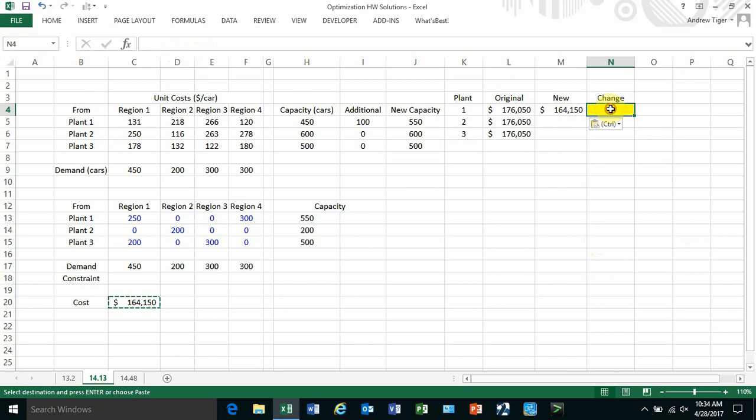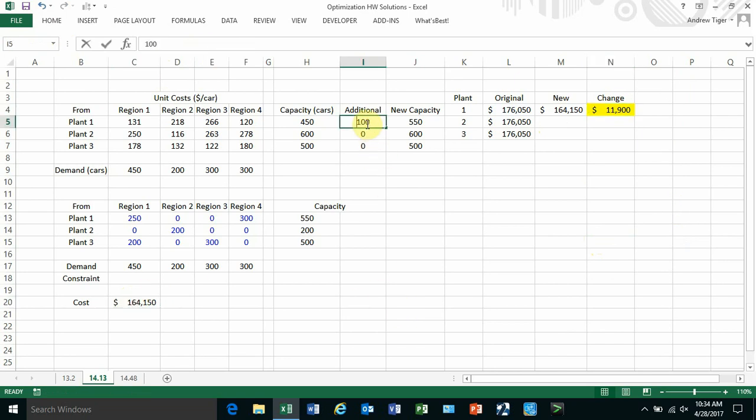It went down to this, so the difference is 11,900. So that's what that 100 units of capacity is worth. I wouldn't want to spend more than that because that's the only benefit I get from a cost savings.